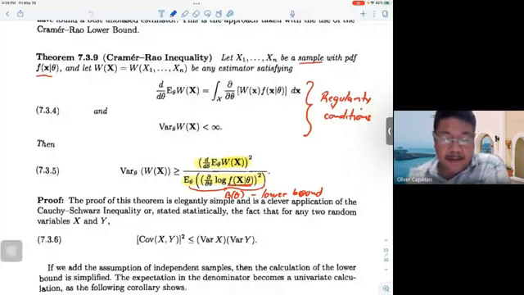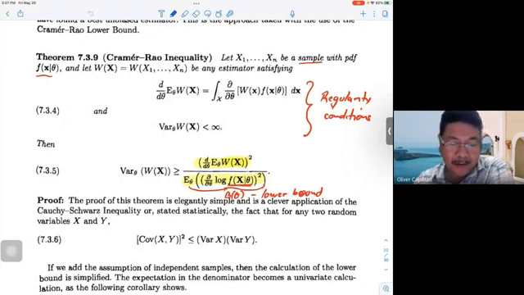Okay, so last meeting we discussed the Cramér-Rao inequality. We have here Theorem 7.3.9, which says: let X1 up to Xn be a sample with PDF f(x | θ), and let W(X), a function of our sample, be any estimator satisfying these two conditions. We call these the regularity conditions.